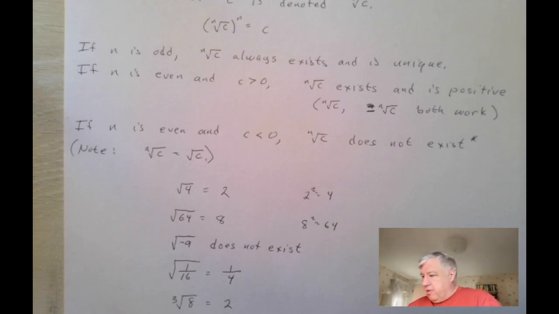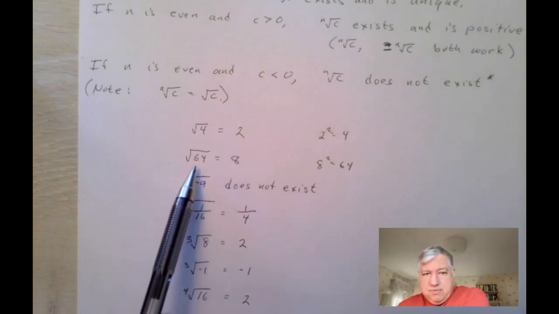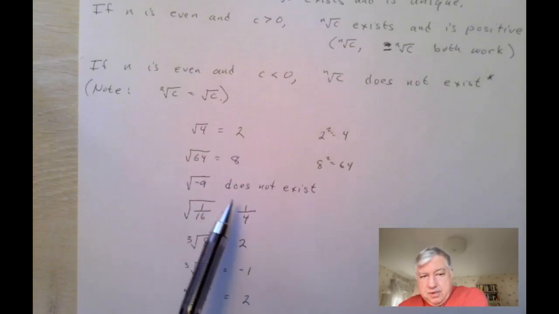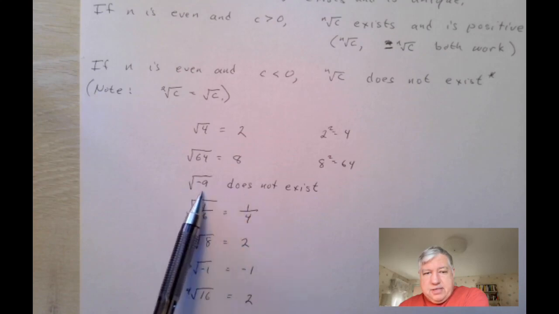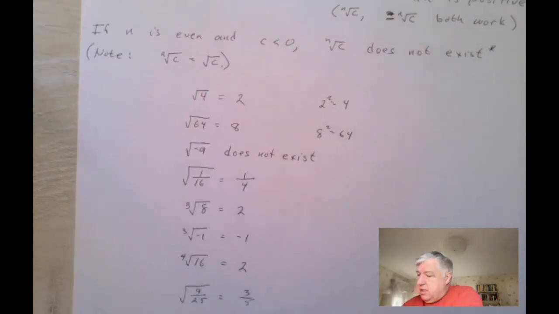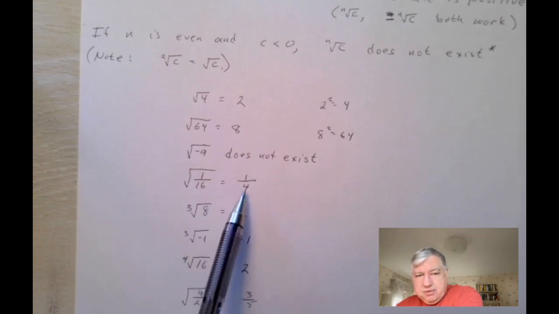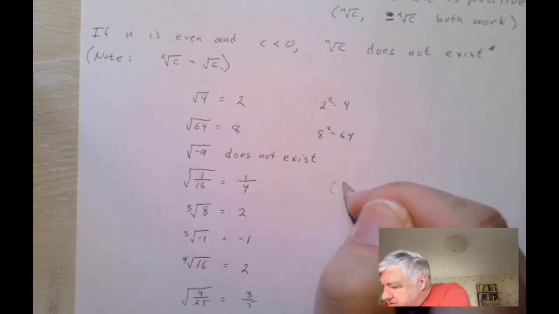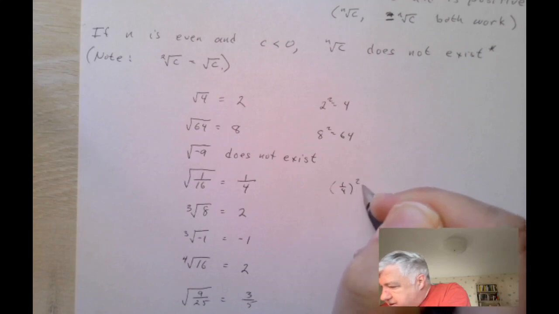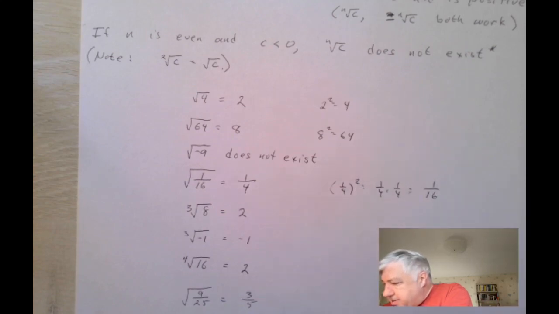All right. So, as we said before, the square root of 4 is 2, the square root of 64 is 8, and the square root of negative 9 does not exist, because this is a square root and we have a negative number here. We can take square roots of fractions. The square root of 1/16 is 1/4, because 1/4 squared is 1/4 times 1/4, and that's 1/16.